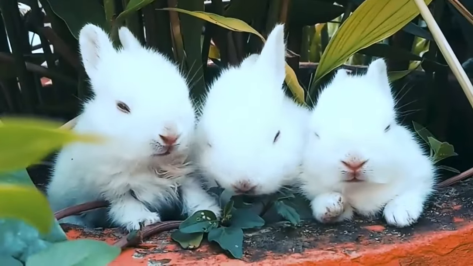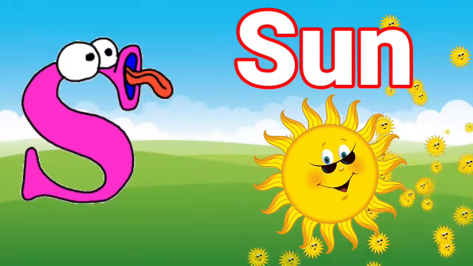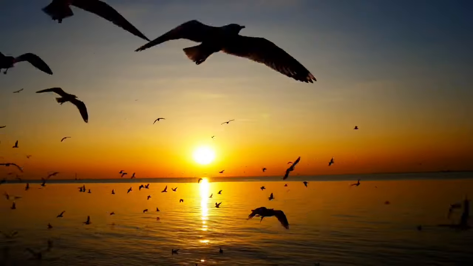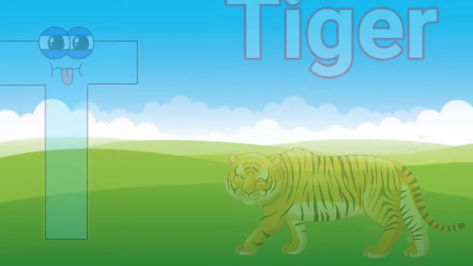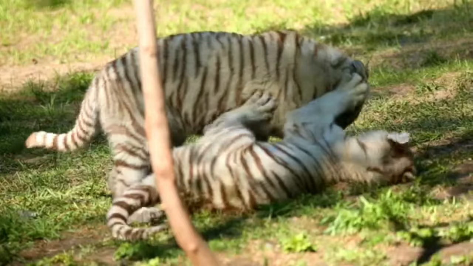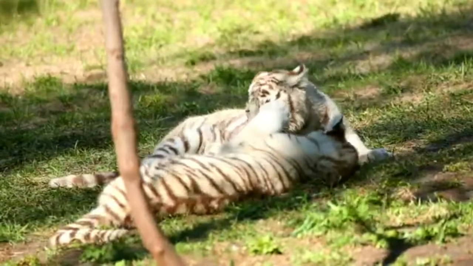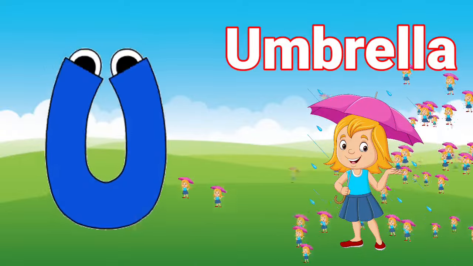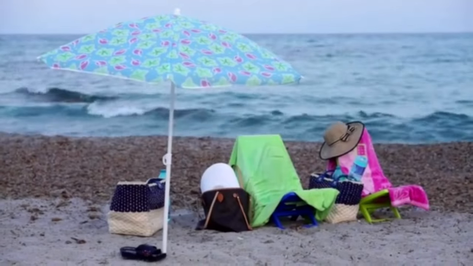R for rabbit. Rabbit means... tiger. T for tiger. Tiger means cheetah. U for umbrella. Umbrella means chhata.